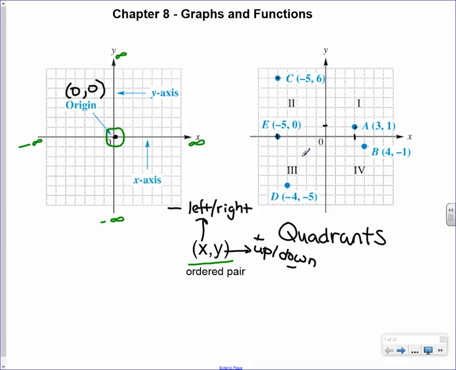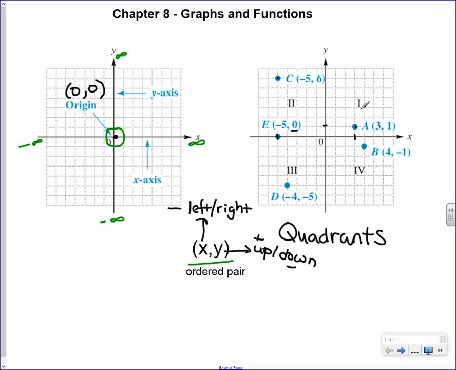So when we plot a point, we're using both coordinates. We're using the left and right, which comes from our x coordinate, and the up and down, which comes from our y coordinate. If one of the values is a 0, then the point is going to be on one of these axis lines. It's either going to be sitting on the x-axis or the y-axis. Like this one here at negative 5, 0, we go over the negative 5, but because the y is 0, we don't go up or down any. We just stay right on the line.